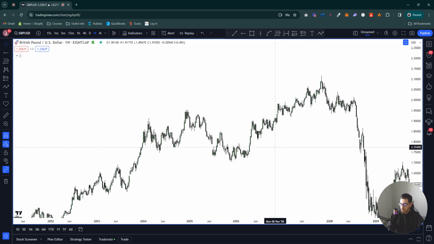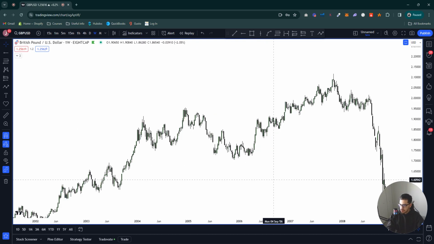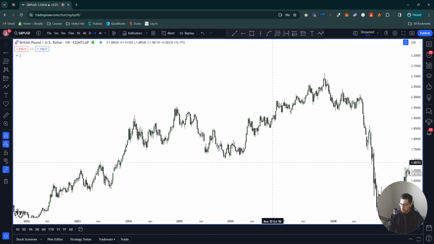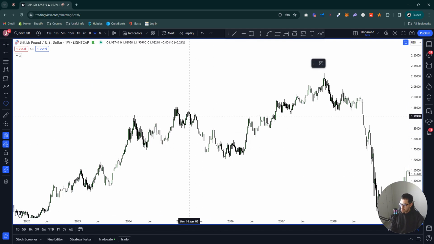So just right off the bat, you can see that this was an uptrend and this was a downtrend. Very basic stuff, guys. It's super easy to understand as well. Once you get into the charts and start looking, you'll notice.